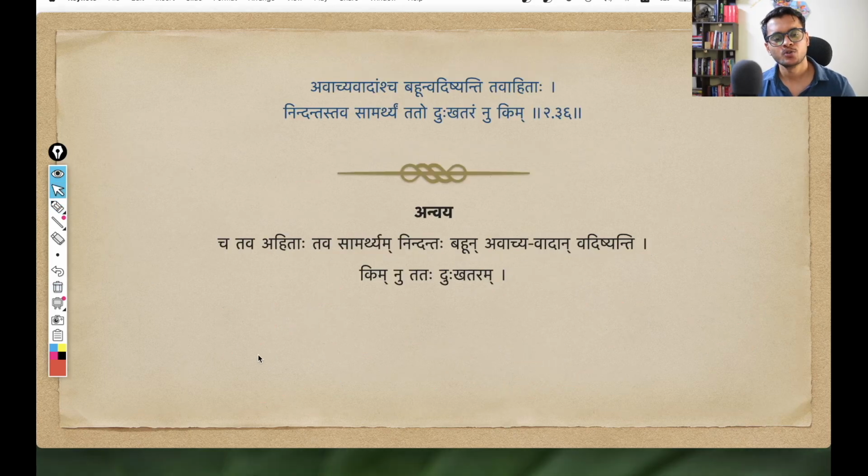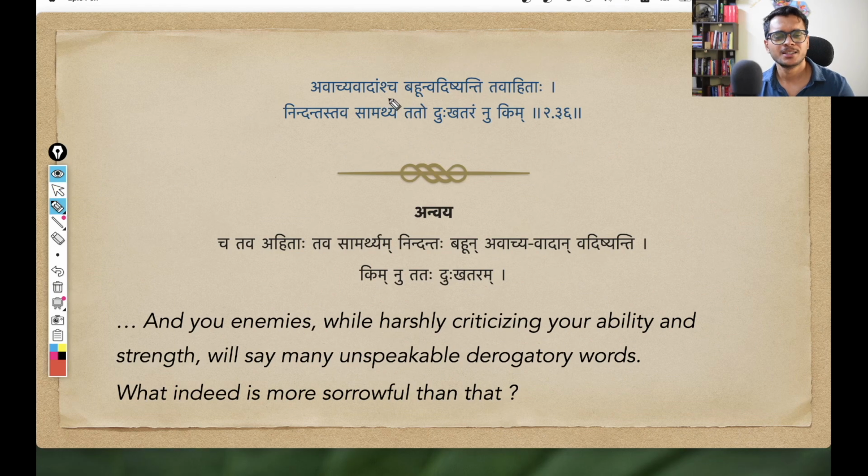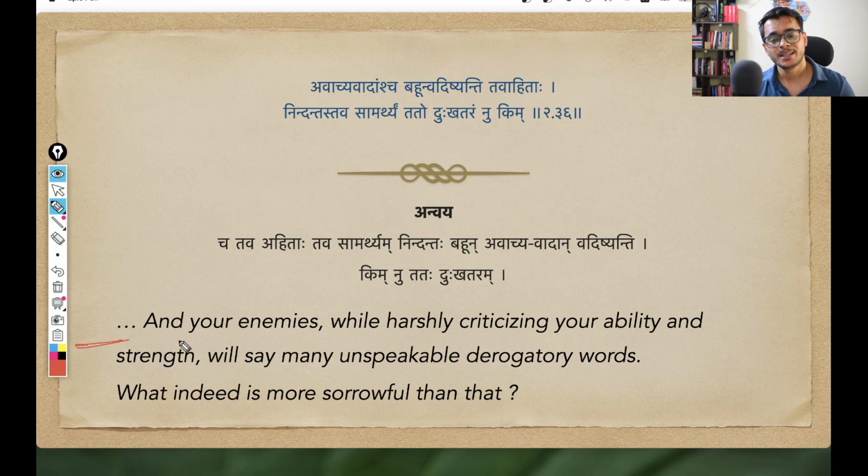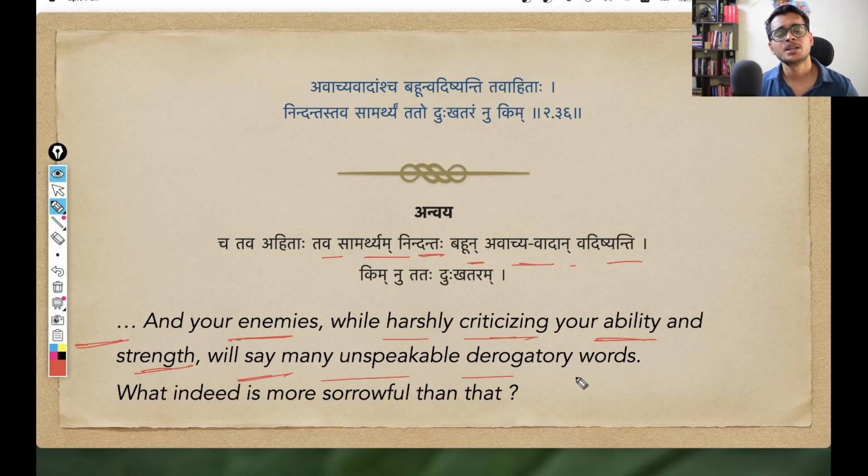Now let us move on and see the Anvaya along with the Anuvada. Okay, and see, one more thing, you see this cha. Cha basically means and. So think of these verses as a continuing dialogue. We made one statement and another statement. So this cha is giving the sense of that continuing dialogue. Continuing from the previous shloka, Krishna is saying, and your enemies, tav hitaha, tava samarthyam nindantaha, while harshly criticizing or insulting your ability, bahun avachyavadan vadishyanti, will say many unspeakable and derogatory words. And then he says, Kim nu tataha dukhataram. What indeed is more sorrowful, what indeed is more painful than that? And that is the entire meaning of the shloka.